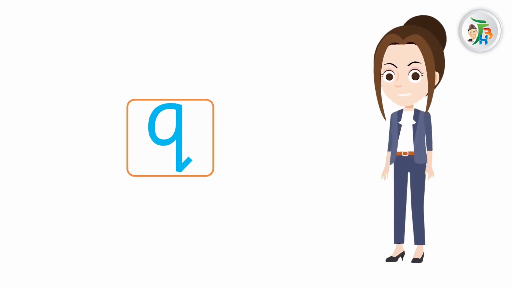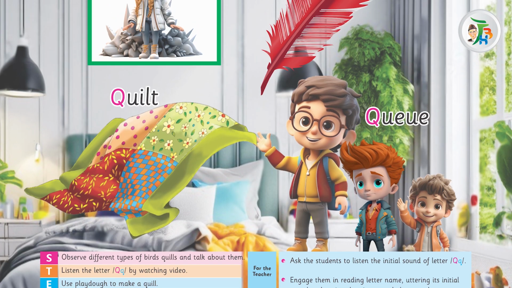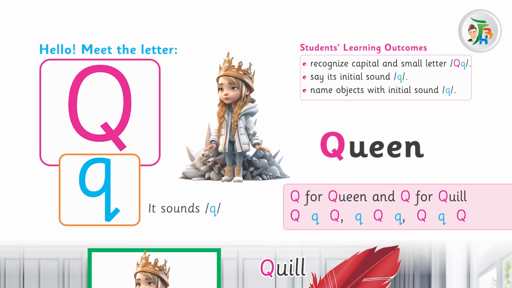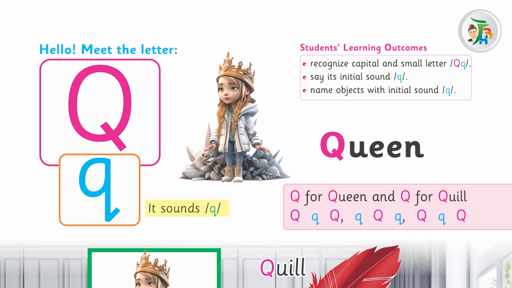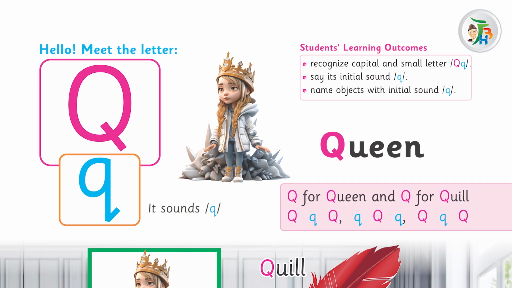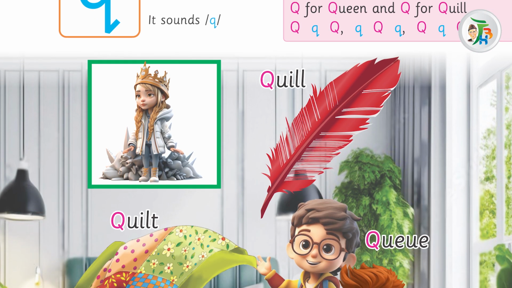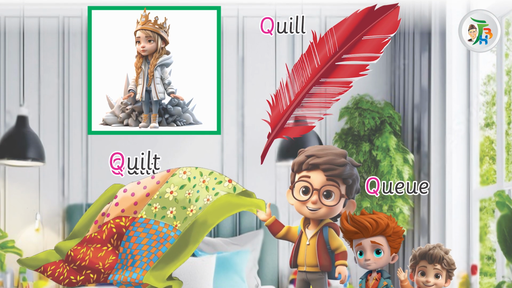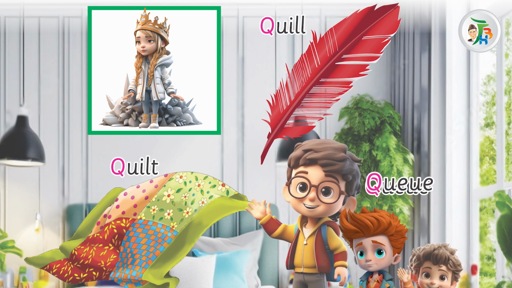My dear students, now you also think about what words and objects come with the qua sound. Do discuss this with your teacher and your friend. So let's go to your book now. Now meet the letter Q. It sounds qua. Q for coin and Q for coil. Qua. Now you can see so many objects in this page which start from letter Q, like coil, coin.